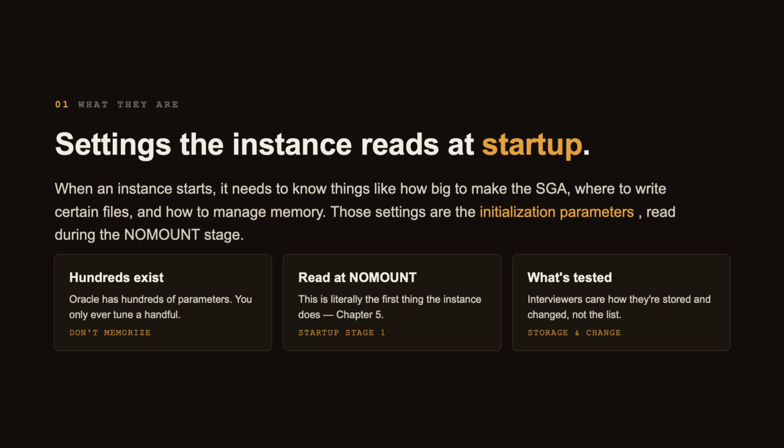There are hundreds of these parameters, but here's the reassuring truth. You only ever tune a handful in real life, and interviewers know that, so they don't quiz you on the list. What they care about is that you understand how the parameters are stored and how you change them safely. That's where the real knowledge lives, so that's where we'll spend our time.